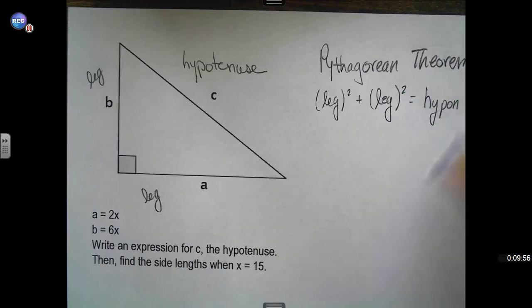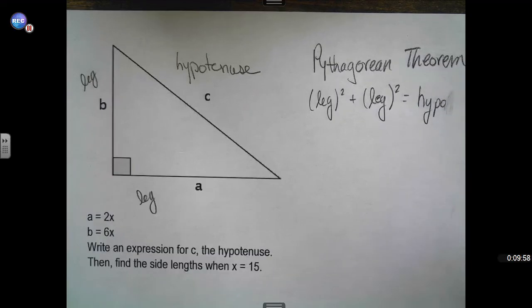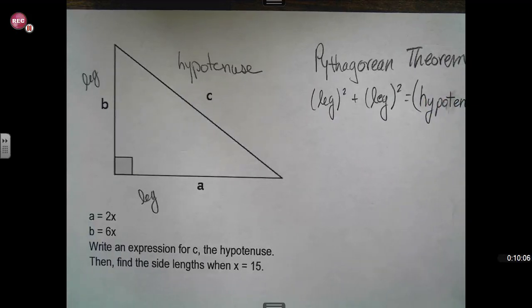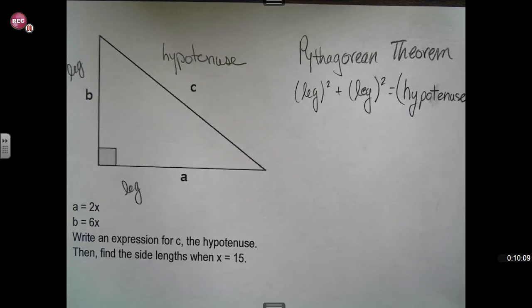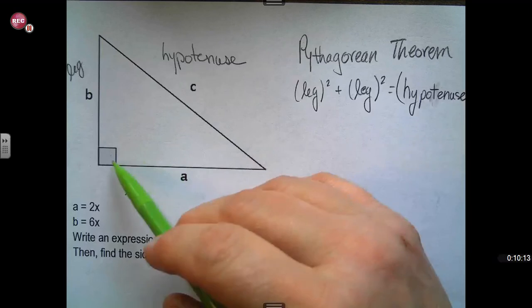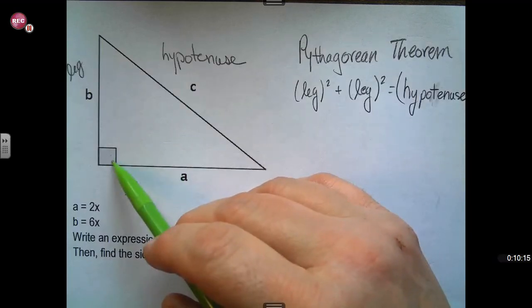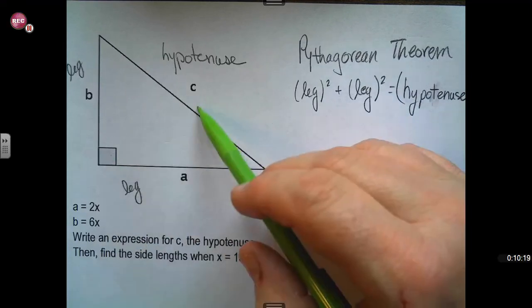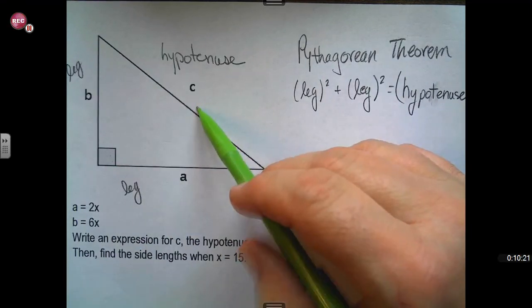squared. I just put an in hypotenuse squared. And the hypotenuse is always the longest side of the triangle. The longest side of the triangle is opposite the biggest angle. When you have a right triangle, the right angle is the biggest angle. So the side that's opposite that right angle is the hypotenuse. Okay?